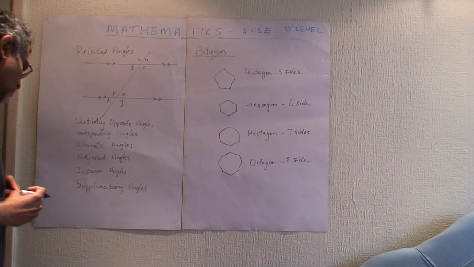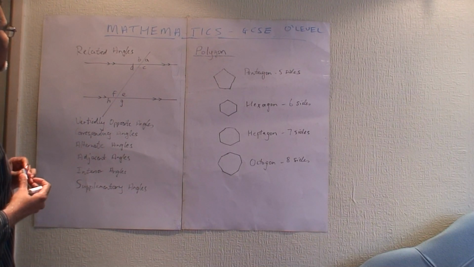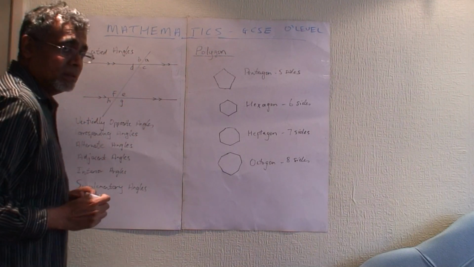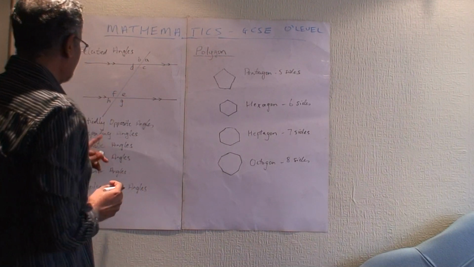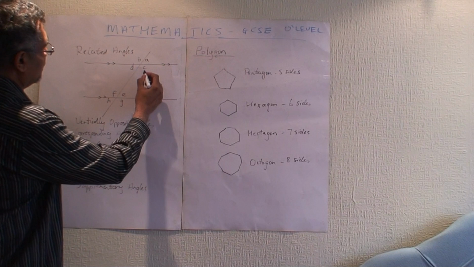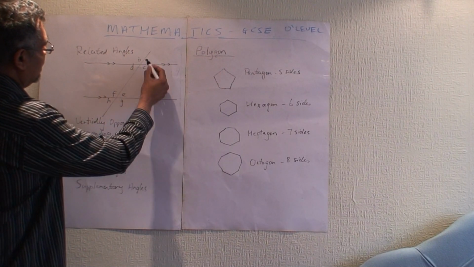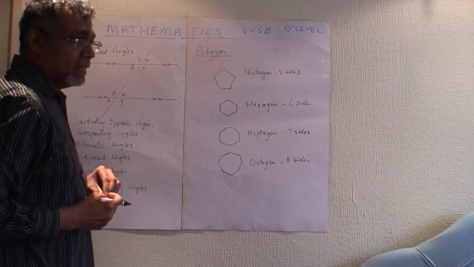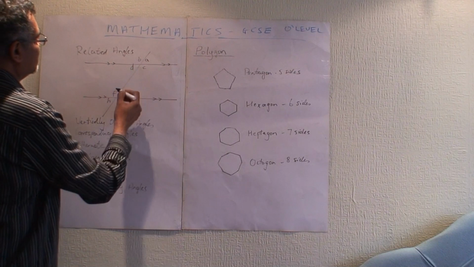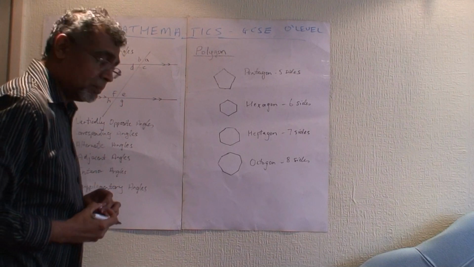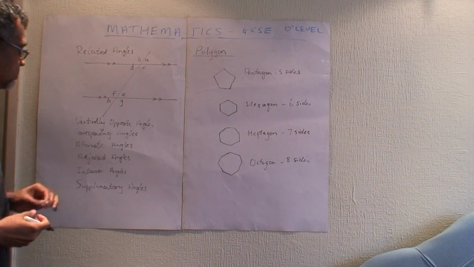Now we have what is known as corresponding angles. Corresponding angles are also equal. If we look at C and G, they are corresponding angles. A and E are also corresponding angles. They are equal, similar to B and F and D and H. Corresponding angles.